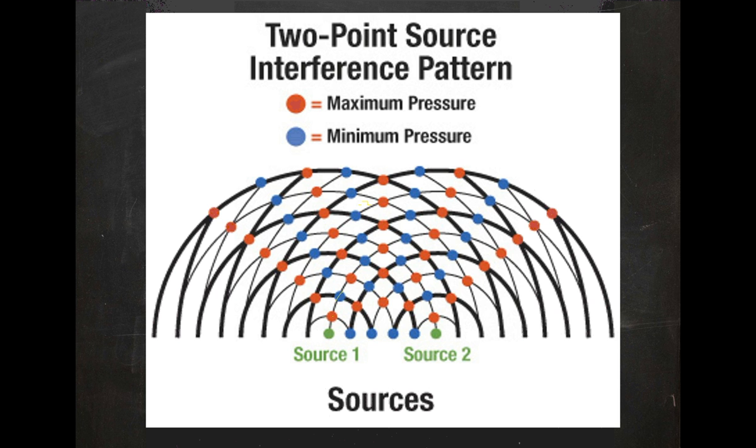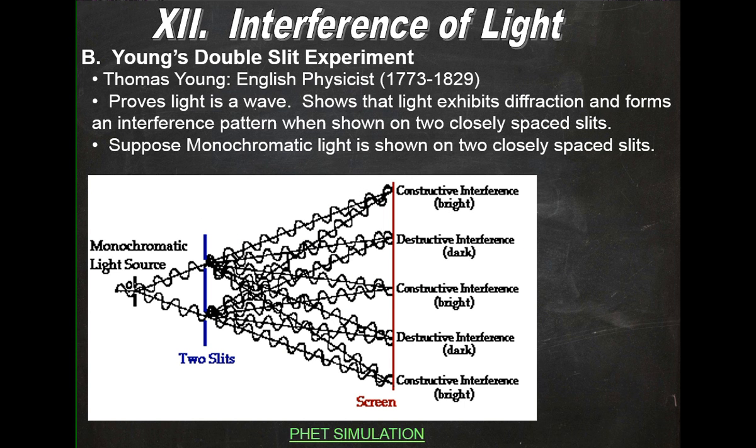So let's take those two ideas of interference and diffraction, and this actually is used to prove that light behaves as a wave. Thomas Young was an English physicist, and he proved that light was a wave by using the double slit experiment. It shows that light exhibits diffraction and forms an interference pattern when shown on the two closely spaced slits. So basically what he did is he took monochromatic light at one specific frequency, and shined it to these two very narrow slits.